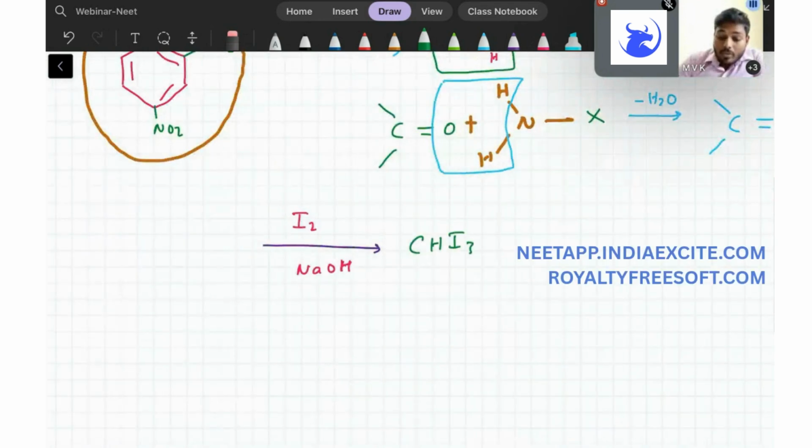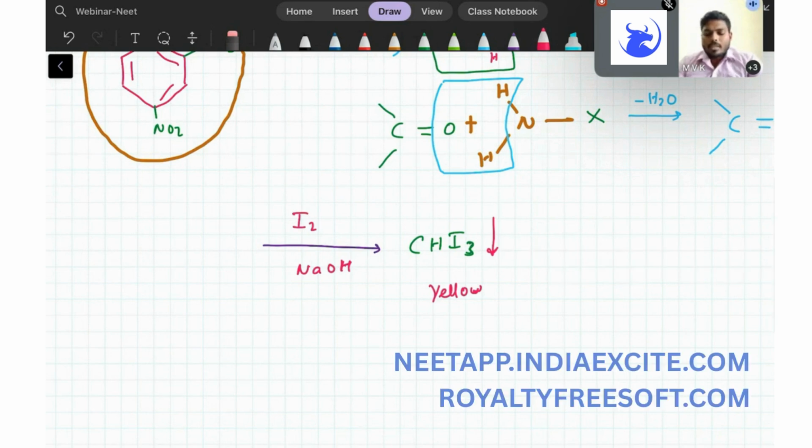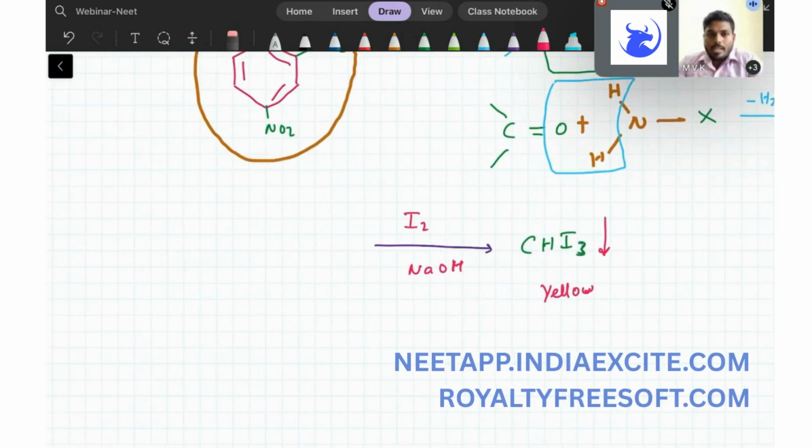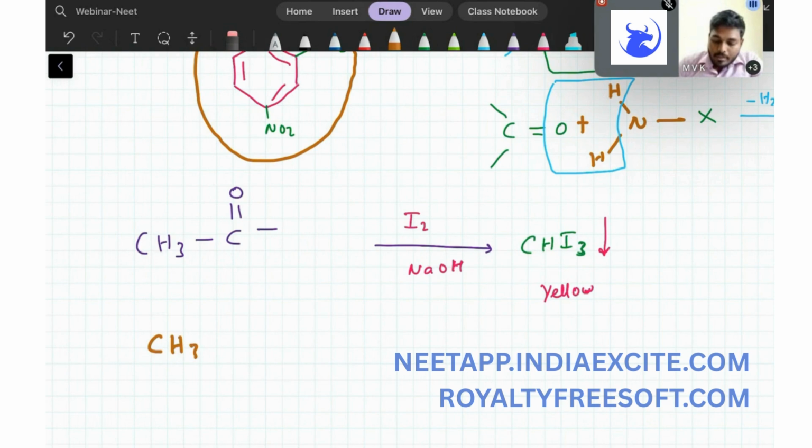Sorry, iodoform, correct? This is an iodoform test. So this will result in a yellow precipitate. That means, very simple, in order for a compound to be positive in the haloform test, what should be there? Either a CH3 C double bond O group must be there, or it should have CH3 CH(OH). This can be anything, it can be bonded to anything, okay?